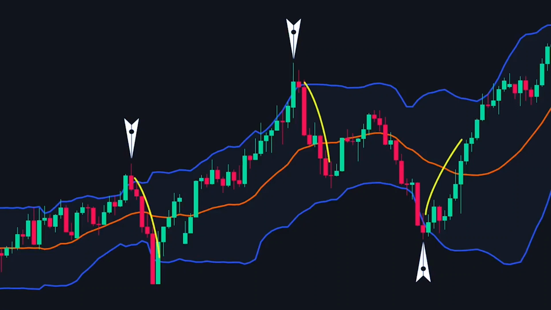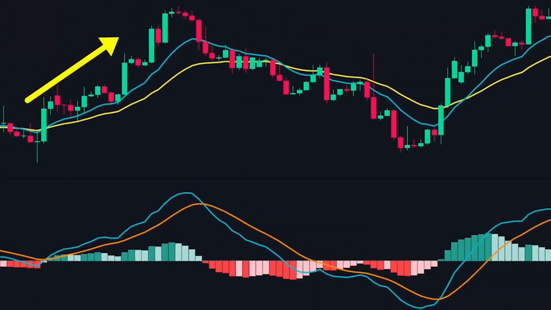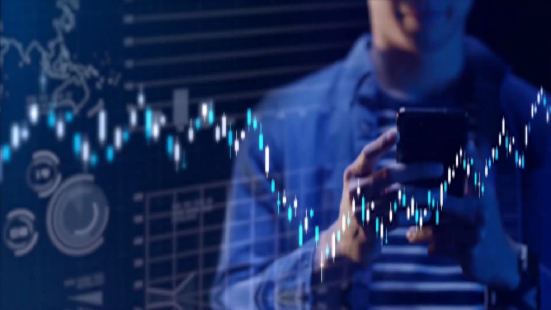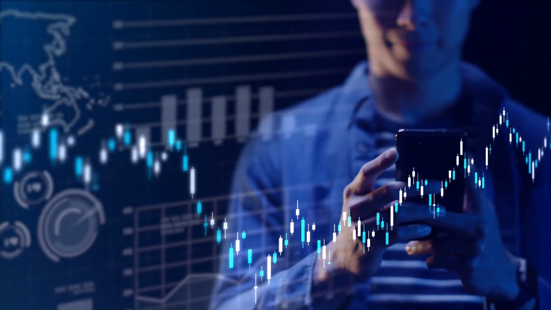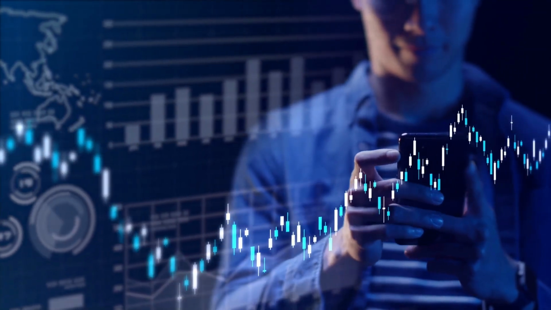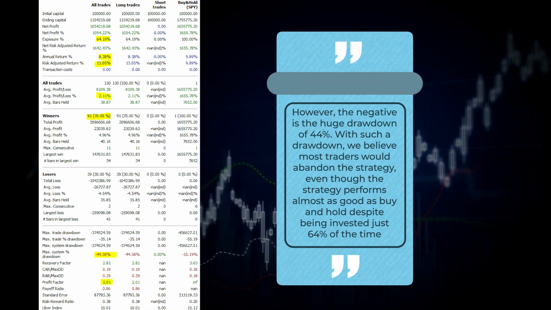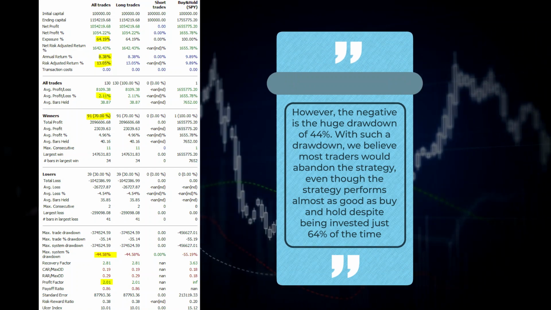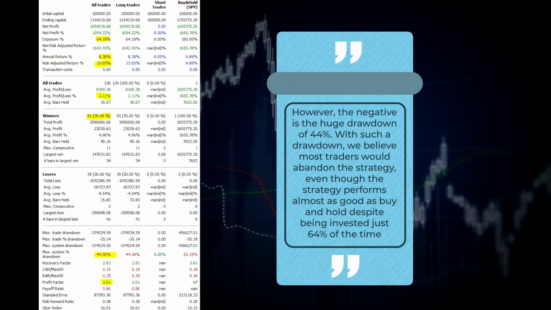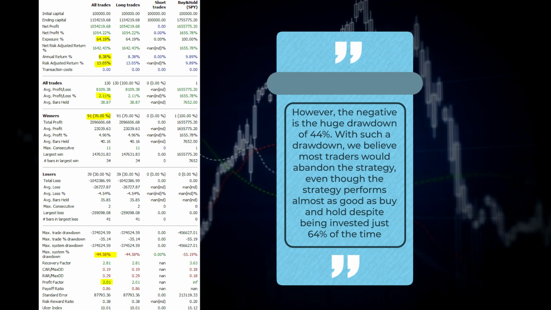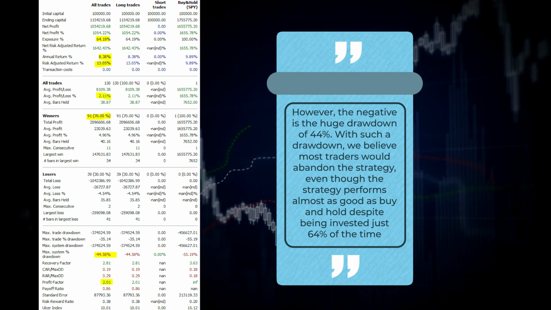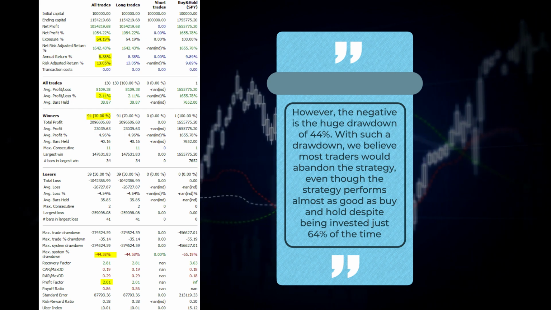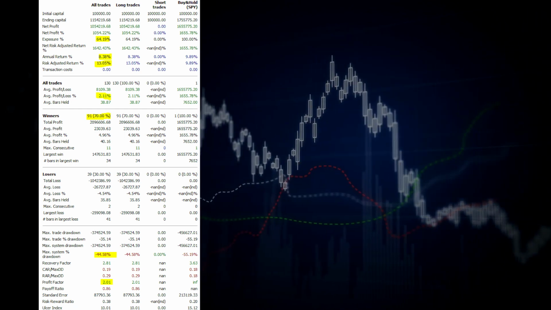The strategy's performance is mixed. The positive takeaway is a solid win rate because we believe the win rate is crucial for most traders to stick to a strategy. However, the negative is the huge drawdown of 44%. With such a drawdown, we believe most traders would abandon the strategy, even though the strategy performs almost as well as buy and hold, despite being invested just 64% of the time.